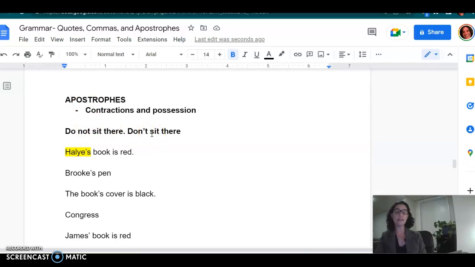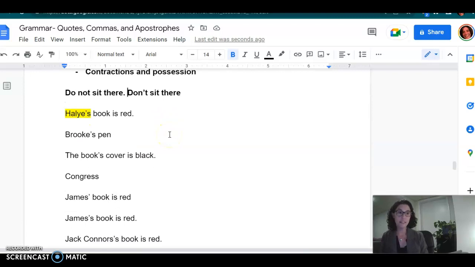Now, what about using an apostrophe to show possession? This we do use often in legal writing and in all of our kind of writing. So this is probably what you're most familiar with. A singular noun, like me, like Hallie, or someone named Brooke, or the word book, and we want to show possession. So when we show possession in English writing, we add an apostrophe S. We say, Hallie's book is red. Brooke's pen. The book's cover is black. So we're showing that the cover belongs to the book. The pen belongs to Brooke. The book belongs to Hallie.